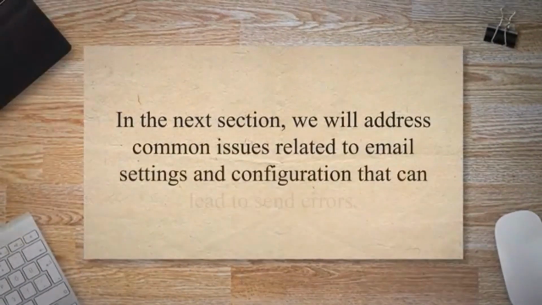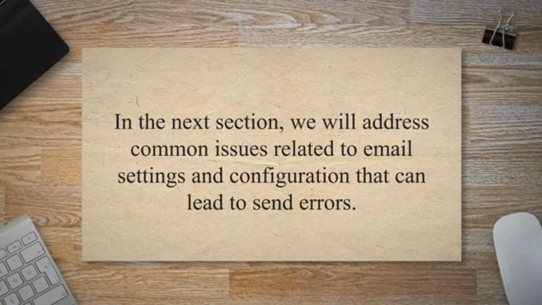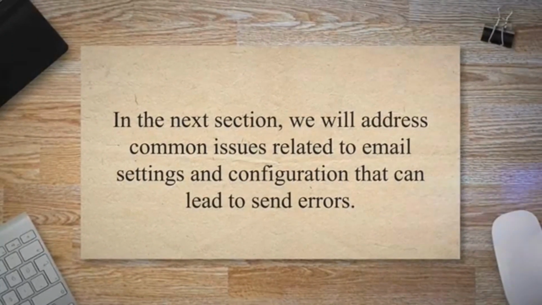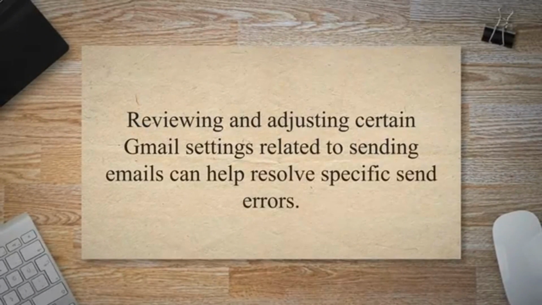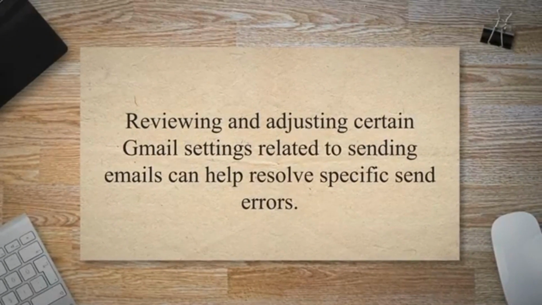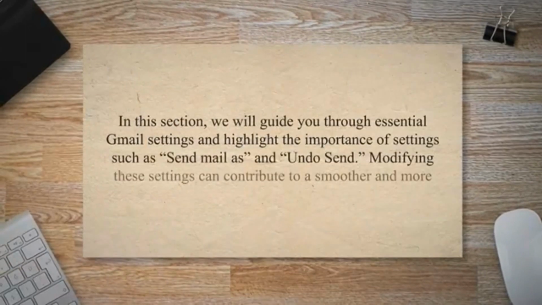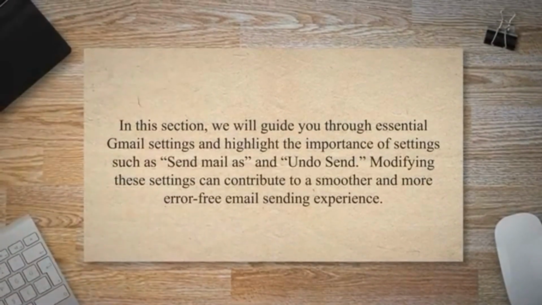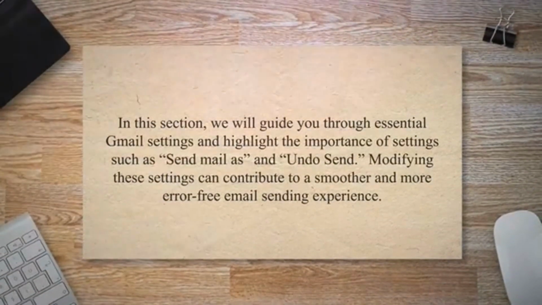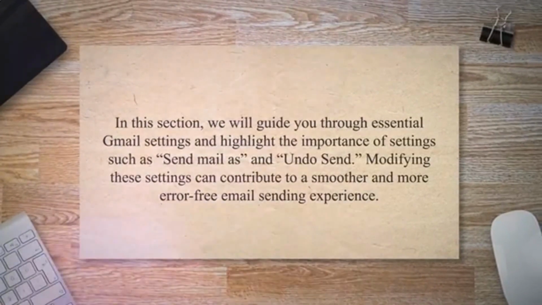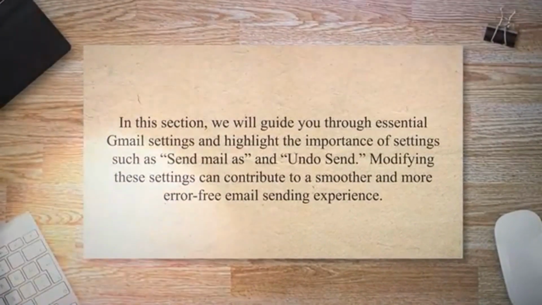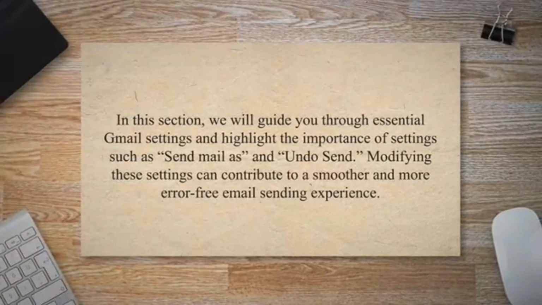In the next section, we will address common issues related to email settings and configuration that can lead to send errors. Reviewing and adjusting certain Gmail settings related to sending emails can help resolve specific send errors. In this section, we will guide you through essential Gmail settings and highlight the importance of settings such as send mail as and undo send. Modifying these settings can contribute to a smoother and more error-free email sending experience.